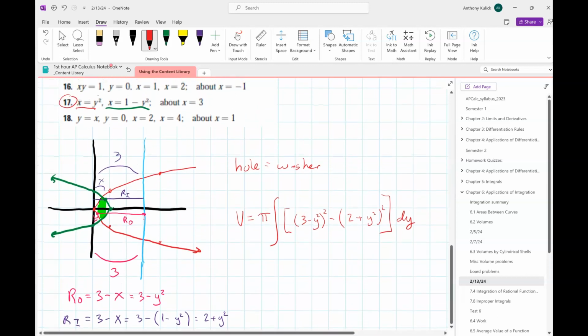Yes. So we can set the two equations equal to each other and solve for y. Again, make sure we're solving for y and not x because we're integrating with respect to y. If you have access to a calculator on this problem, what else could you do? Graph and find the intersection.